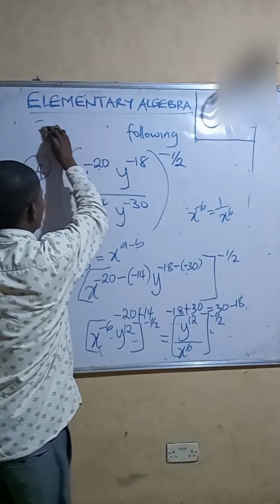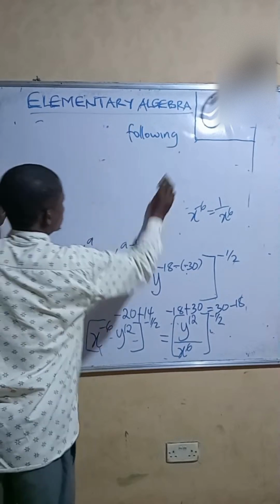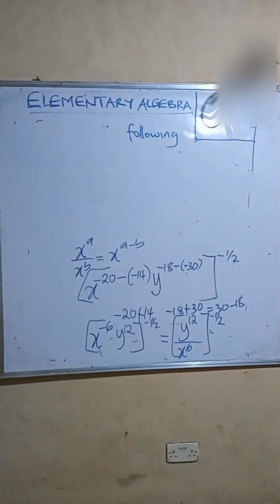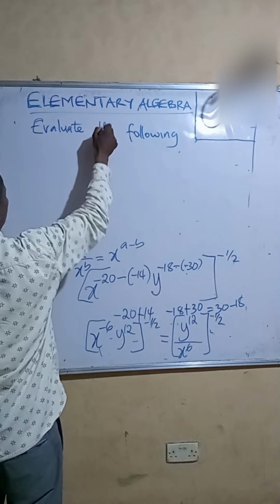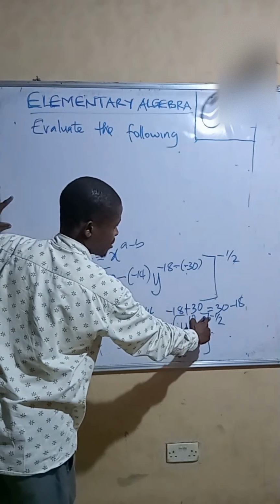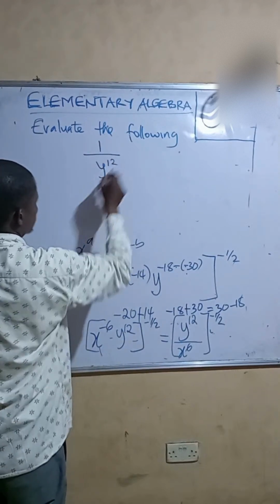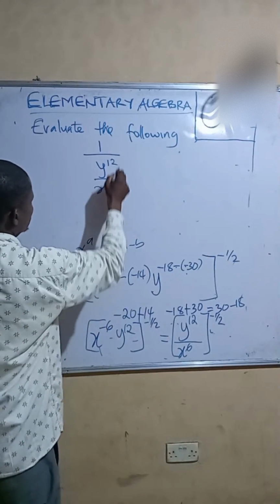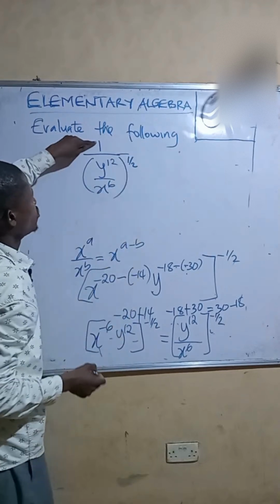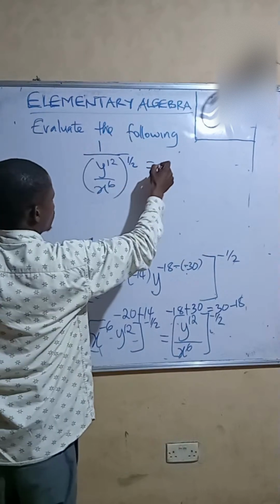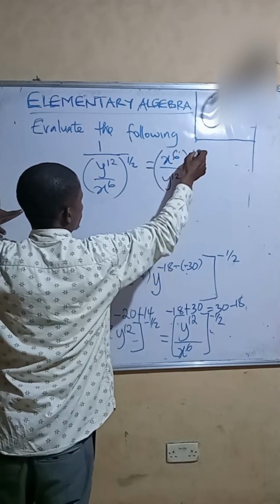Okay, so we have, I don't want to clean that place. So we have now to finish that question. Evaluate the following. So we're going to have now this minus is 1 over, and then we have what? Y12 over x6 to the power half. So this 1 over will flip this fraction, and that will be equal to x6 over y12 to power 1 over 2.